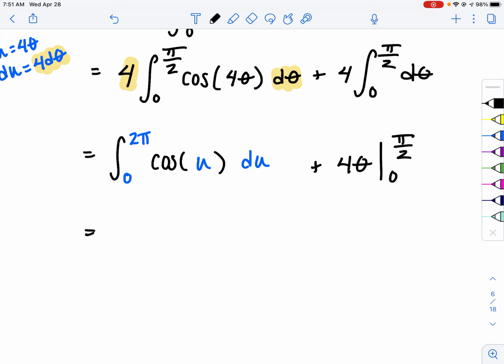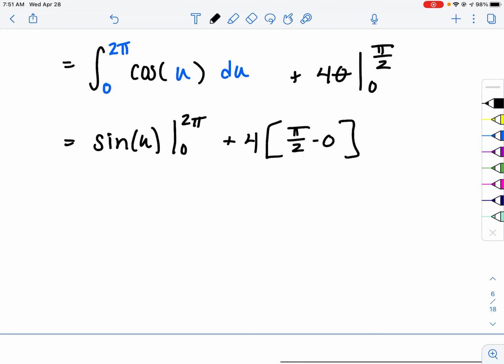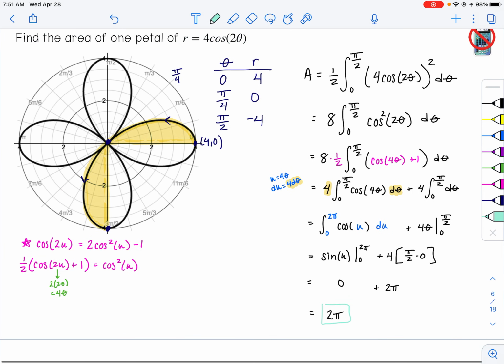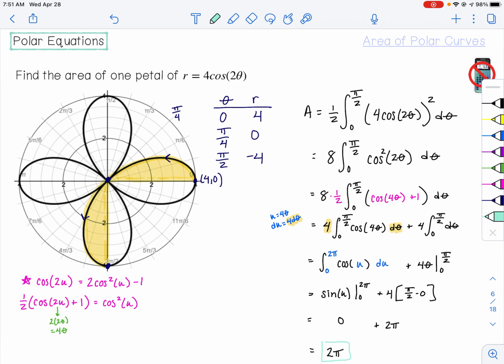Okay, so that's going to equal sine of u from 0 to 2 pi plus 4 times pi over 2 minus 0, and then that is going to give me 2 pi on the end, and sine of 2 pi and 0 are both 0, so this is 0. So the area of one petal is just 2 pi, which means that the area of the full rose curve, right, if we multiply that by 4, would be 8 pi.